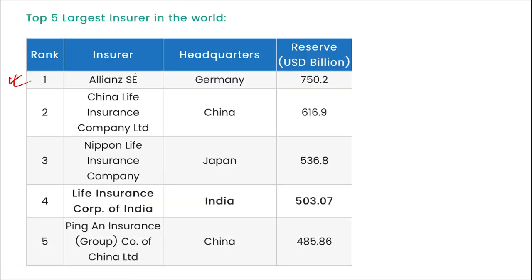Next, here you can see Allianz SE of Germany secured the top position. China Life Insurance Company second. Third is Nippon Life Insurance Company, and fourth is your Life Insurance Corporation of India that secured the fourth position in this particular list. Right.